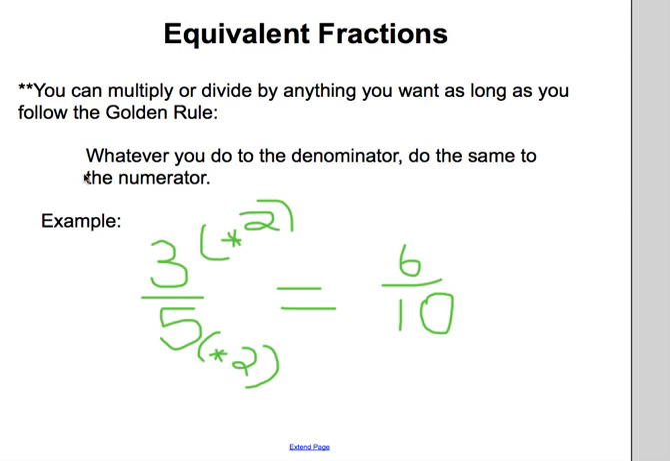Here's an example. Let's say our fraction is 3/5. We can multiply by 2, as long as we multiply both the numerator and the denominator by 2. And if we do that, we get the equivalent fraction 6/10. If we multiply by different numbers here, our fractions won't be equivalent. Make sure you have these notes copied down, and then you can proceed on your assignment sheet.